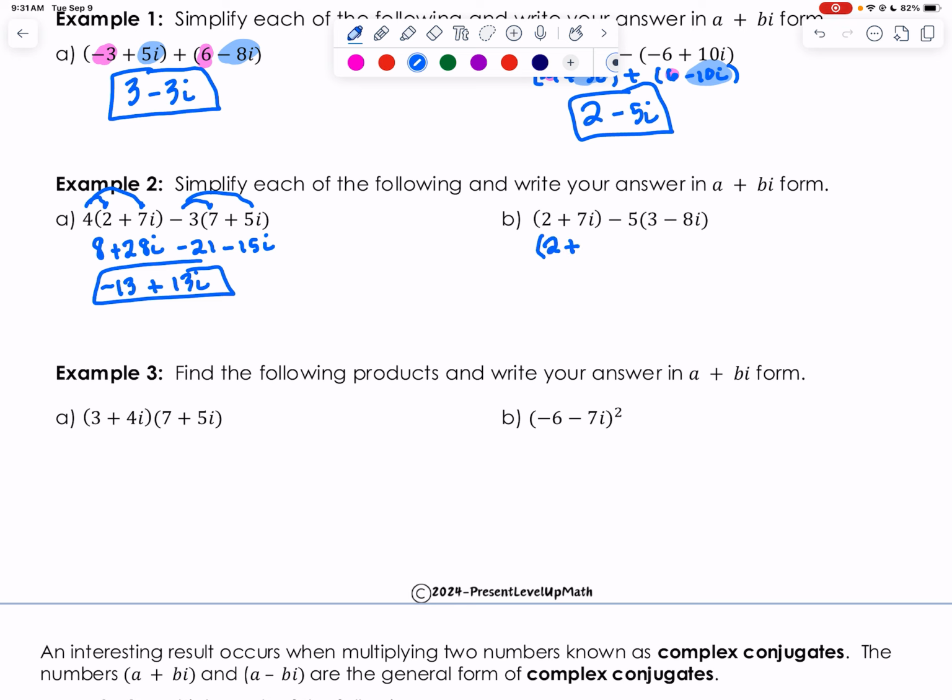There was nothing to multiply 2 plus 7i by, so I left it. And then we have to multiply the second parenthesis by -5. So this would be -15, and -5 times -8i would be +40i. Then I'm going to combine the real number part. 2 minus 15 gives me -13. And then 7i plus 40i would be +47i.